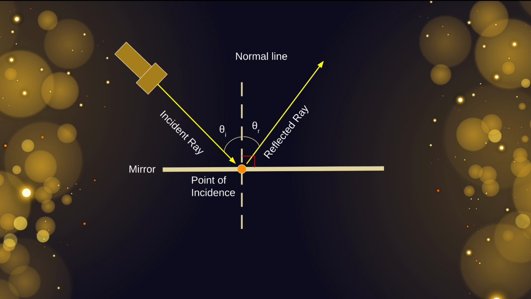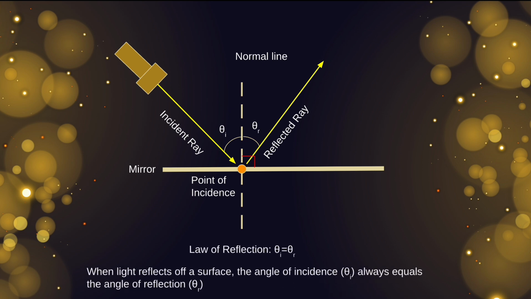The important concept here is the law of reflection, which states that theta I is equal to theta R. When light reflects off a surface, the angle of incidence is always equal to the angle of reflection. Now that we've learned about reflection, let's shift gears to learn about mirrors.